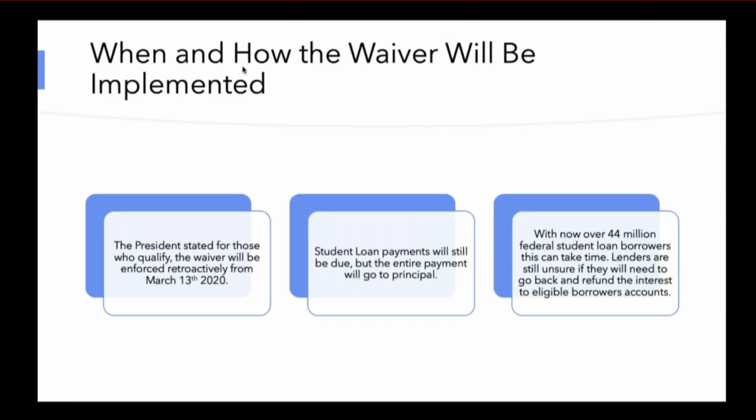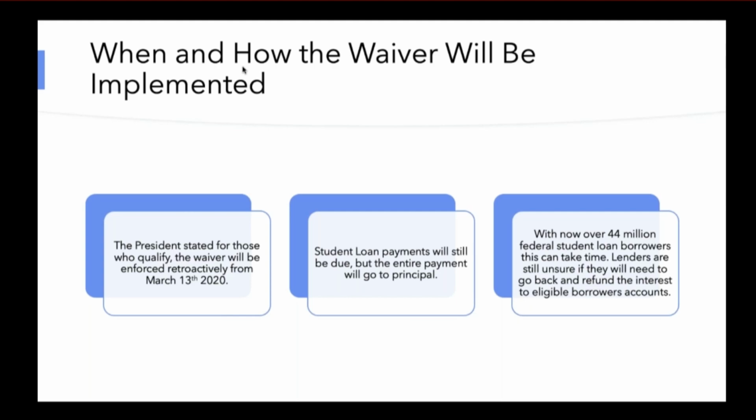Now that we know which loans qualify, let's understand when and how this waiver is actually going to be implemented. So again, the president said on March 13th, as of that date, he was waiving interest payments for federal student loans. Now, student loan payments are still due. I'm going to keep saying that because it's important to understand. If you have a payment that's due, you still need to make it if principal portions are due.